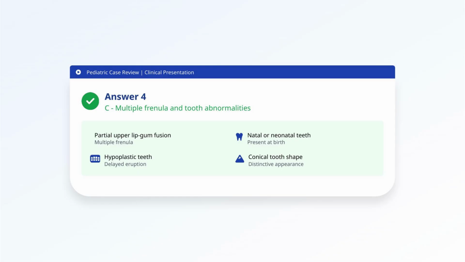Ellis Van Creveld Syndrome characteristically presents with partial upper lip to gum fusion creating multiple frenula. Natal or neonatal teeth are common. Additional findings include hypoplastic teeth, delayed eruption, and conical tooth shape, making this a distinctive diagnostic feature.